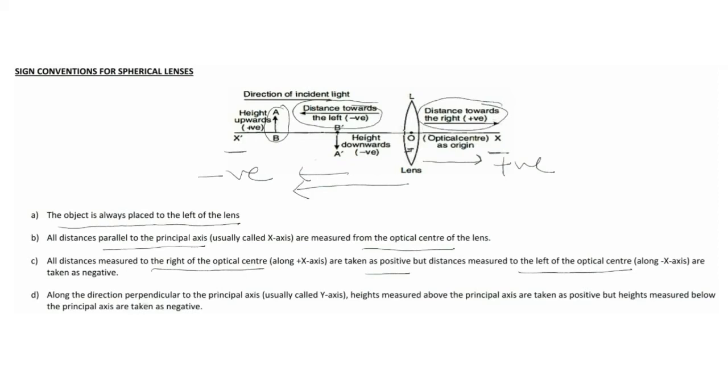Fourth point: along the direction perpendicular to the principal axis, whether vertically upward or vertically downward, the heights measured above the principal axis are taken as positive. So the height of this object AB is positive. And the height of this image, which is vertically downward, is negative. So these are the sign conventions for spherical lenses, whether it is a concave lens or a convex lens. These sign conventions are applicable for both lenses.